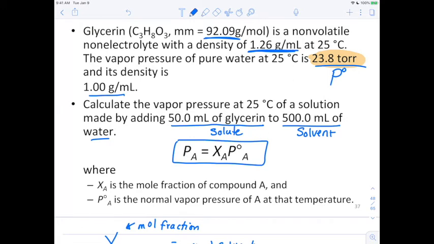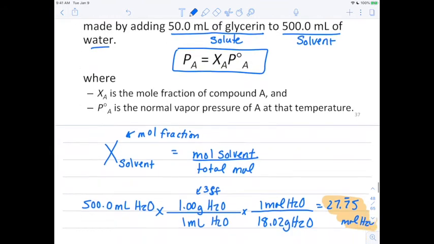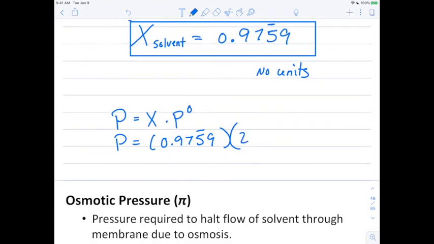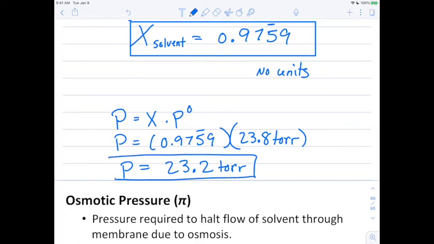Here you can use any unit of pressure. The deal is whatever unit of pressure you put in, you're going to get that same unit out. So we're going to put in 23.8 torr. Now when I calculate these, I'm going to take our mole fraction times 23.8. And here we're going to get 23.2. And again, it's going to be in torr because we had torr for our original pressure. So any questions on how we did our vapor pressure reduction here using Raoult's law?